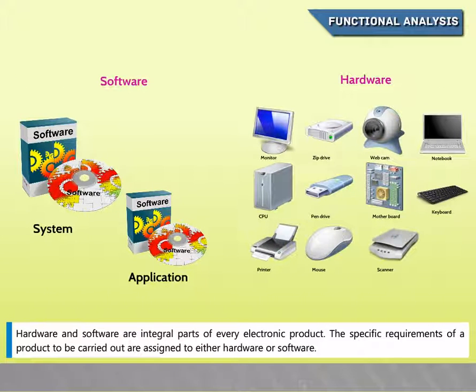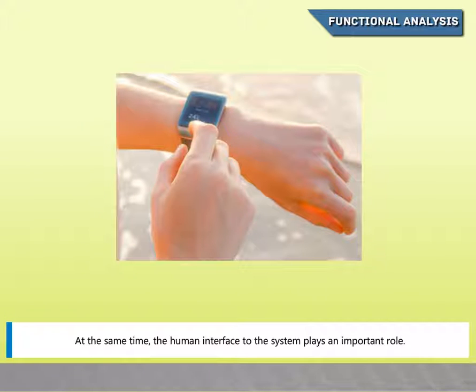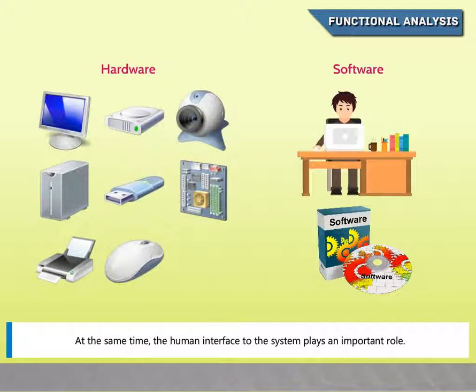Hardware and software are integral parts of every electronic product. The specific requirements of a product to be carried out are assigned to either hardware or software. At the same time, the human interface to the system plays an important role.